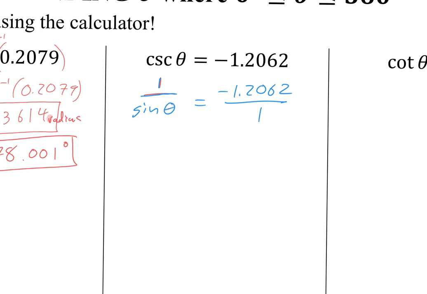And so what I'm going to do is an old proportion trick: if this is a fraction and this is a fraction, I'm allowed to just literally flip both sides. I can think of it like this. Sine of theta over 1 equals 1 over negative 1.2062. And now I have sine of theta all by itself. I don't really care about this 1 down here. And so now I'm going to do the arcsine to both sides.